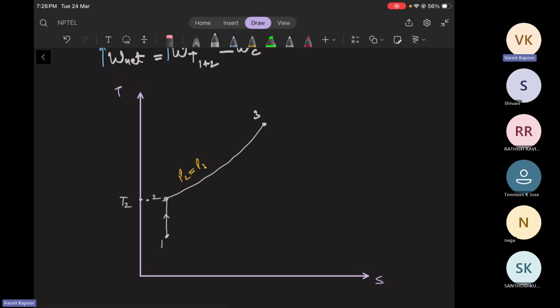Then it was expanded through the first turbine, that is 4. And then it was again reheated at the constant pressure. So eventually it would have gone straight, but it has again increased, and let us say the temperature rises to some temperature 5. And the pressure again remained constant. So that is P4 equal to P5.